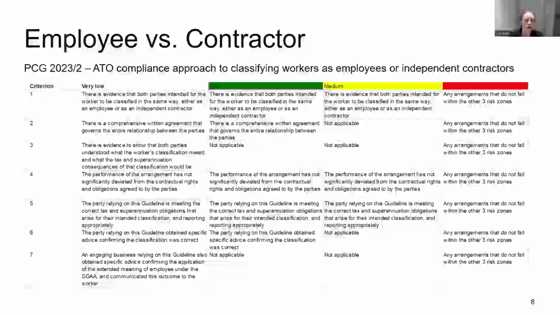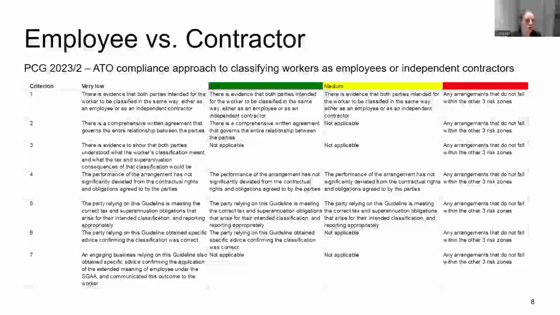So before, I was talking about that the ATO will look at a written agreement, but they'll also look at other potential terms of the relationship that may not be in the written agreement. But if you want to fall into this very low or low risk category, the written agreement needs to be comprehensive, which means it needs to contain all of the terms of the employment. So it needs to be probably quite a large document.